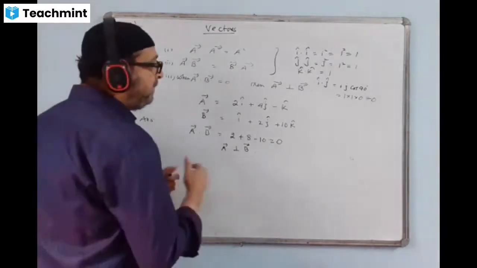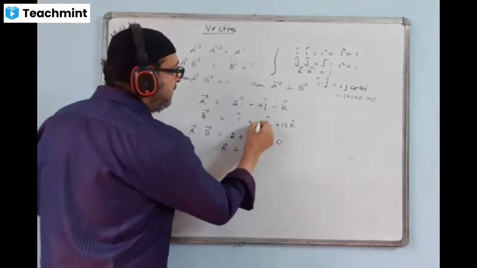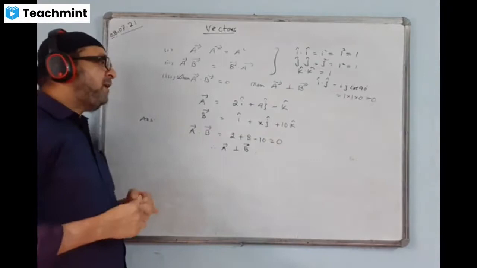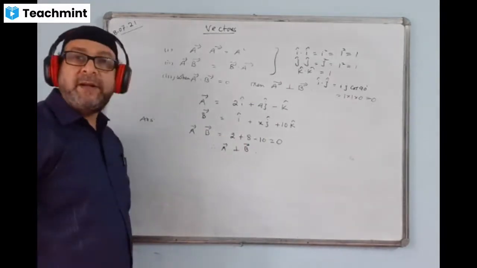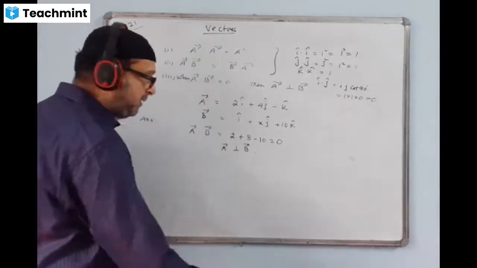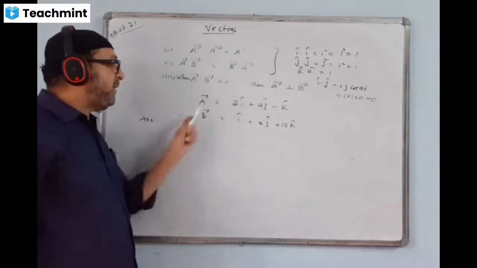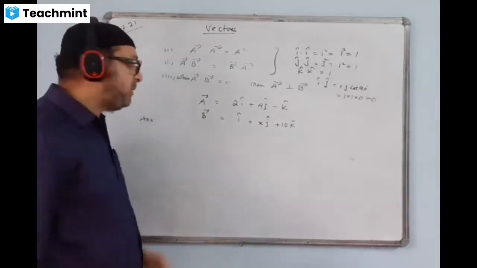Sometimes what happens is they may give some x in the vectors. Suppose this value is given as x, and they will ask you to find the value of x so that the vector A and vector B are perpendicular to each other, or they are orthogonal. Find the value of x. Or the question may come: for what value of x are the vectors A and B perpendicular to each other? The question comes like this, right?